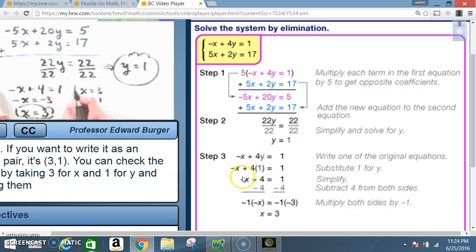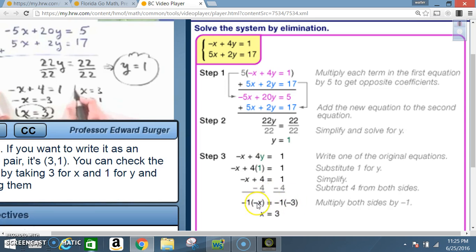I want to get this x by itself, so I got to get rid of this positive 4. To do that, I subtract 4 from both sides. 4 here and 4 there. A positive 4, when combined with a negative 4, goes to 0. It's gone. So I'm left with just a negative x. And then 1 minus 4 is equal to a negative 3.